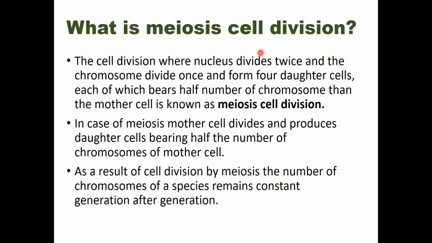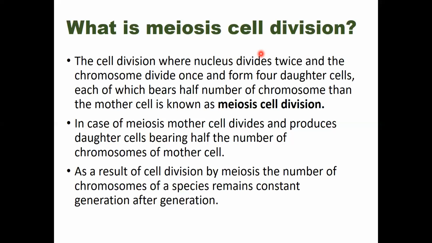In case of mitosis, the mother cell divides and produces 2 daughter cells, all of them bearing the same number of chromosomes as in their mother cell. So mitosis is essential for growth and asexual reproduction.